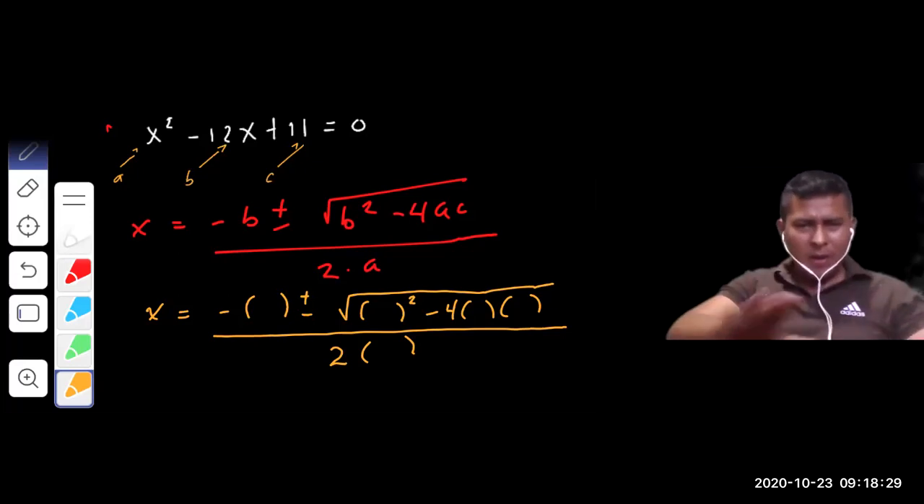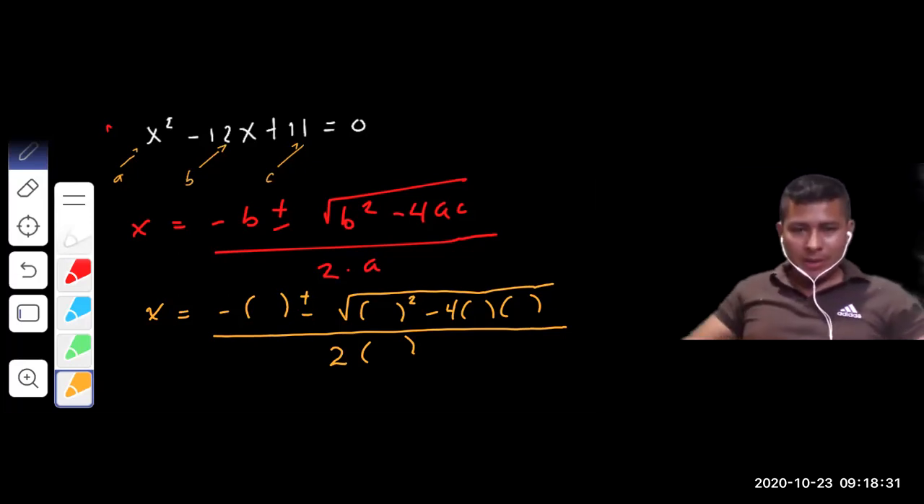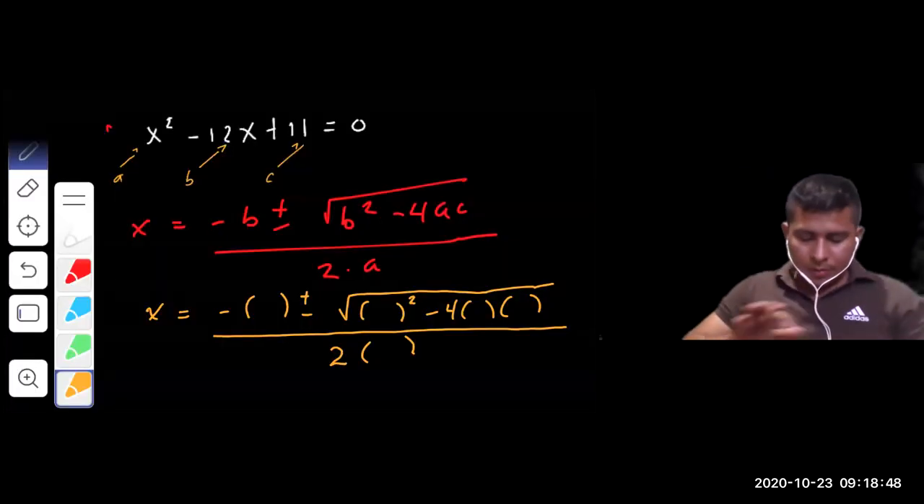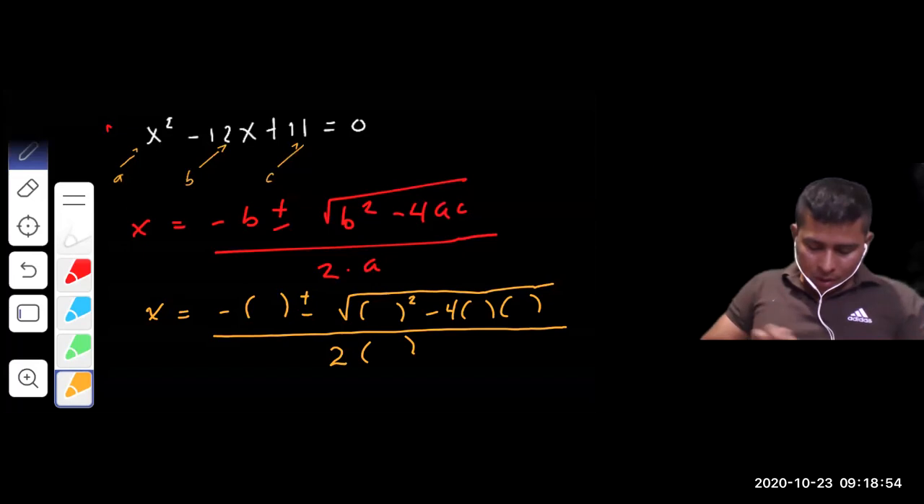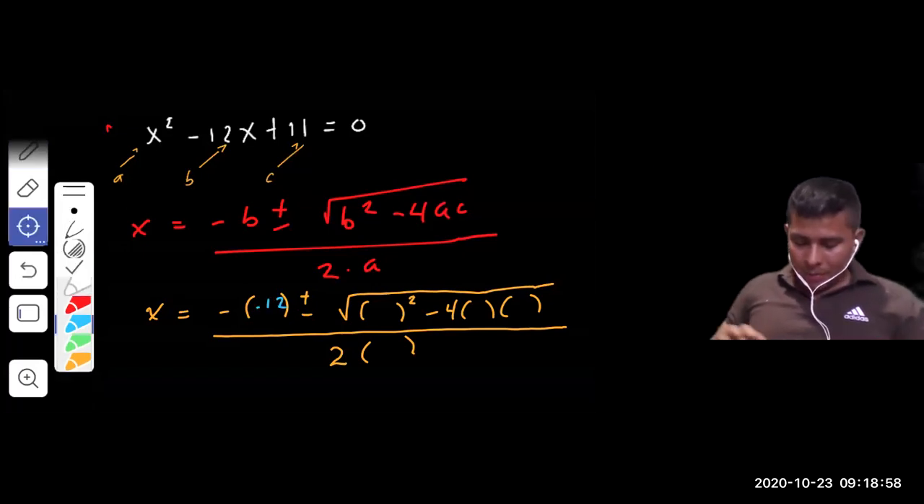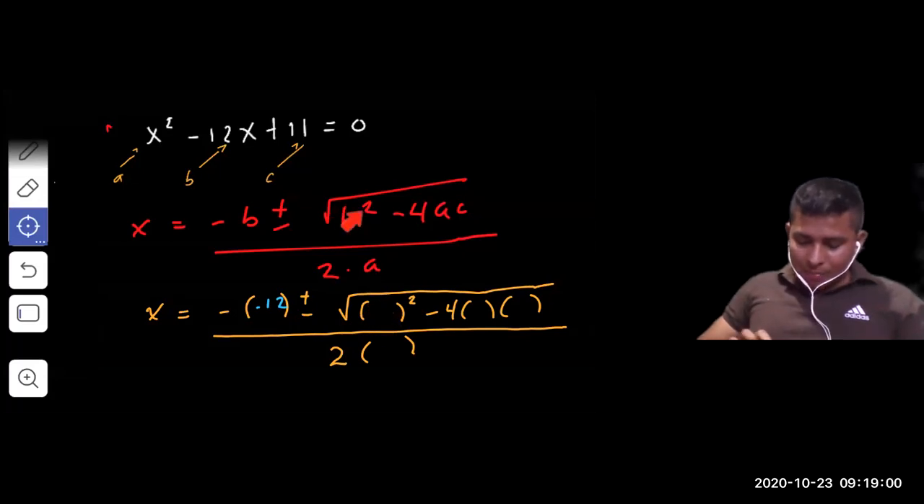Just copy it. Perhaps you haven't copied it. Okay, let's substitute B. Someone told me it's negative 12. Let's plug negative 12 here. Just that simple. Now, again, this B squared.